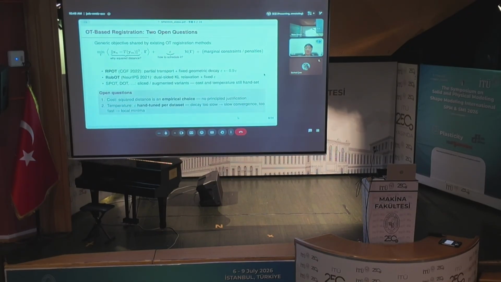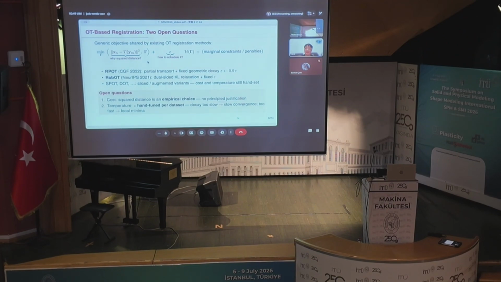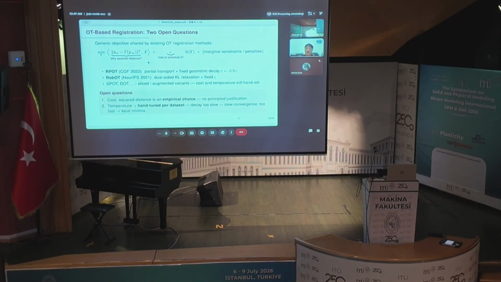Others have used OT for registration, for example RPM or ROPOT. They also share this form, but the two choices have no explanation. Question one is the cost. Why not the squared distance? There is no theory for it. Question two is the temperature. We must tune epsilon by hand for every dataset. If it drops slowly, the method is slow. If it drops fast, the method fails. Furthermore, we answer the question.